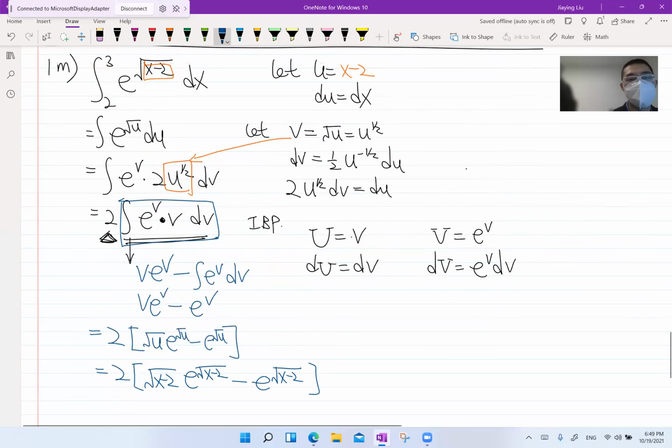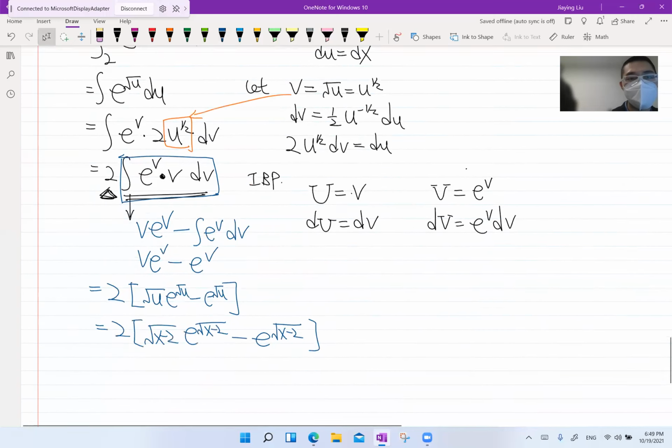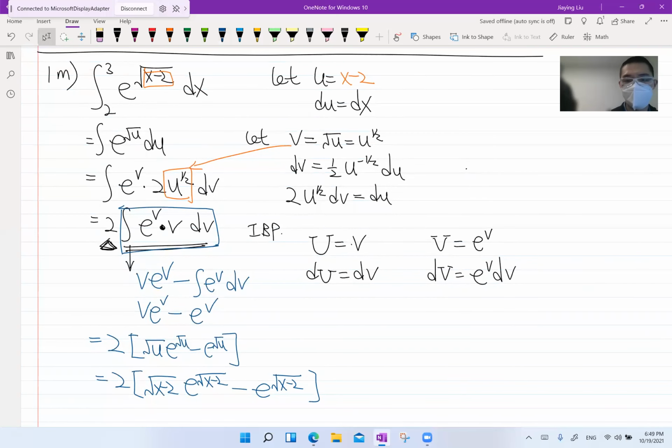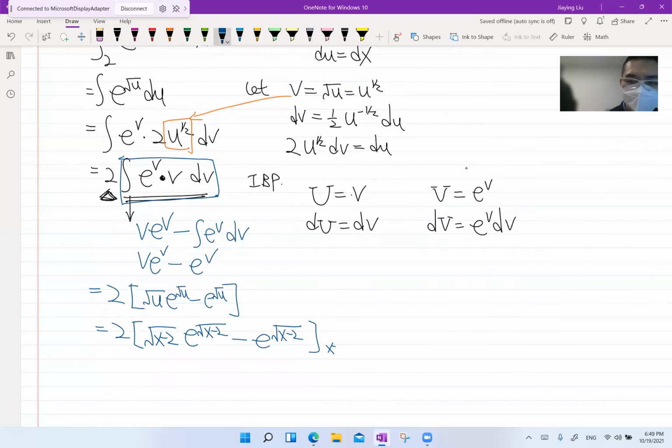So now I can plug in the values for x. Remember that we began with x from 2 to 3, so x equals 2 to x equals 3. So now I can plug them in.